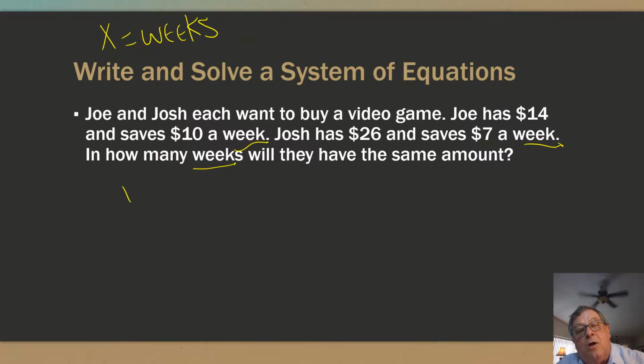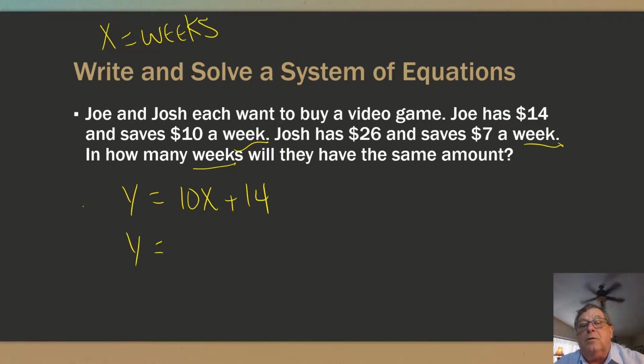So let's see. Joe, how much money will he have? Well, he's saving $10 a week, 10x, and he has $14 to start with. And Josh, well, Josh is saving $7 a week, so we could say 7x, but he has $26 to start with. Well, there we've written our system of equations.